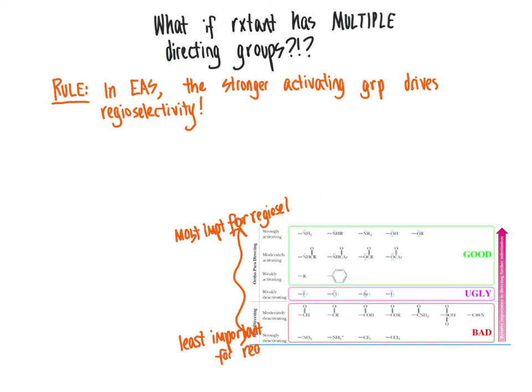two groups attached to the ring, you will need to assess which one of those is higher up in the chart, which one is more strongly activating based on our schematic here. The one that is more strongly activating is going to be the one that dictates the regioselectivity of the reaction. So activating groups outweigh deactivating groups in determining the regioselectivity of these reactions.